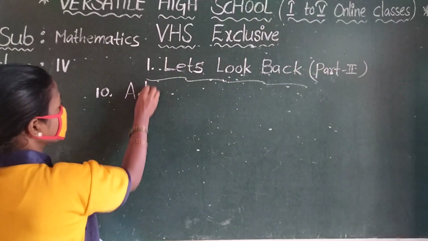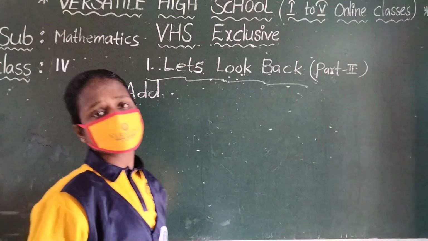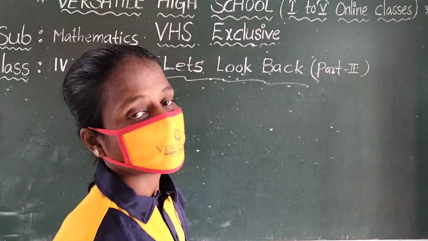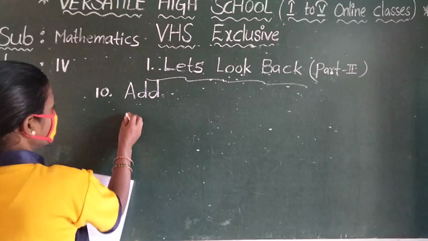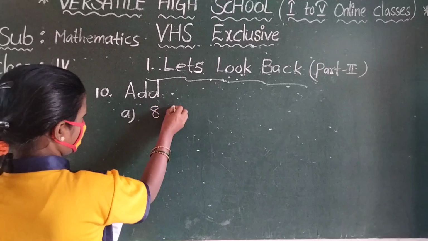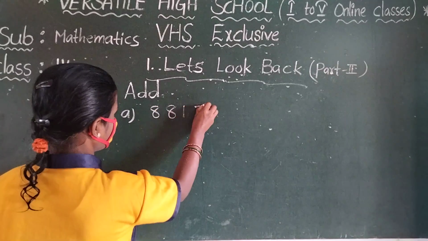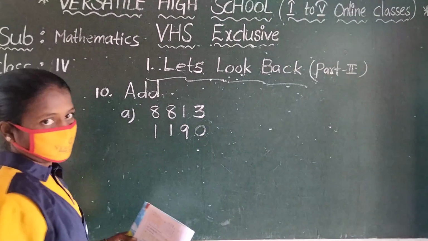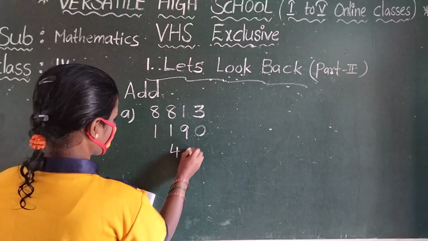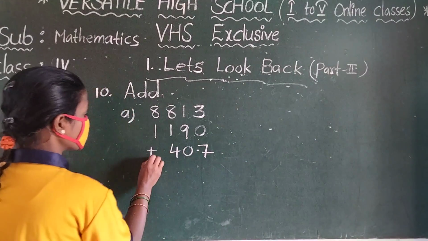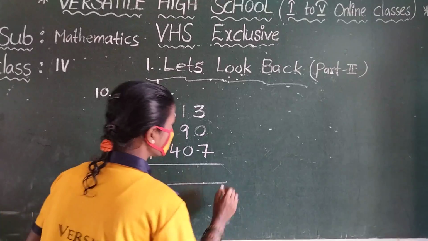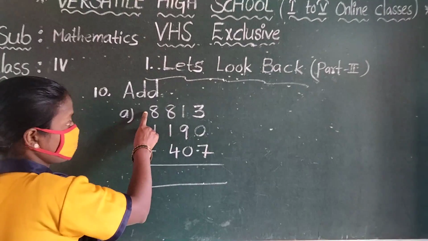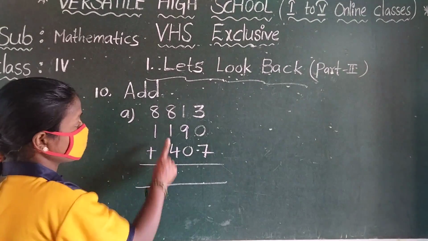Add. What is it giving us here? Add. Here 3 questions are given. I am explaining only the first one. The remaining 2 you practice in your textbook. So see that: 8,813, 1,190, and 4,007. What is the symbol given here? Plus. That means you add. Plus means the sum of all the given numbers. Here the given numbers are 3.